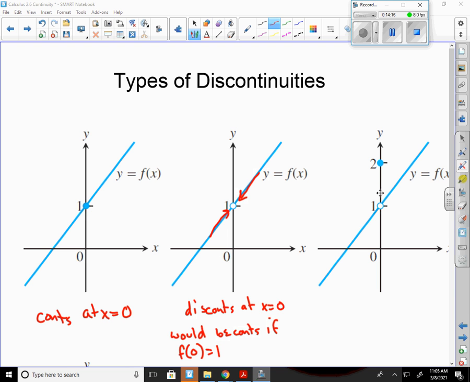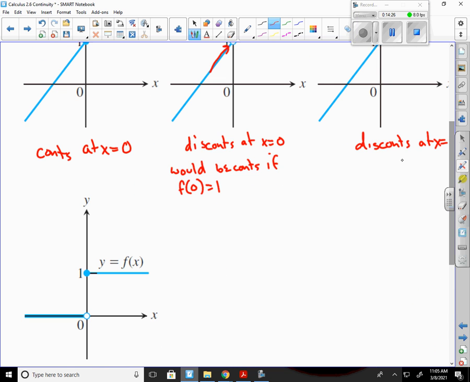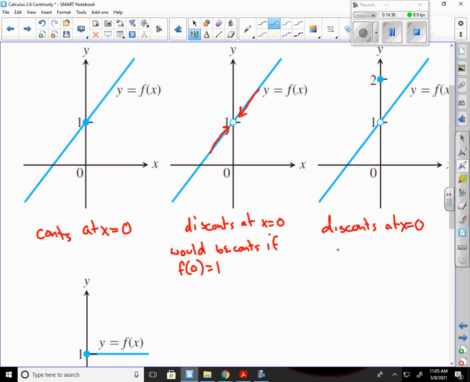If I look at C, this one is also discontinuous at x equals 0. And it's really the same thing here, because f of 0 equals 2, and the limit as x approaches 0 of the function equals 1. So my limit here, as I approach from the left and right, is 1. But if I plug the point 0 in, I get 2 because that's where the filled in circle is.